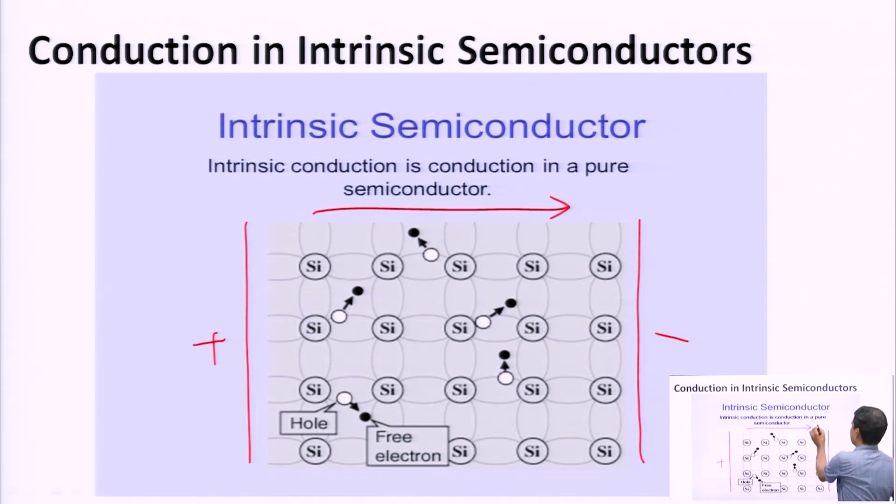This electric field is E, and this force will act on an electron in the opposite direction, and this force will act in the same direction on the hole. This means the movement of electrons is from right to left and the movement of holes is from left to right. The question arises: do holes conduct? Electron conducts or holes conduct?